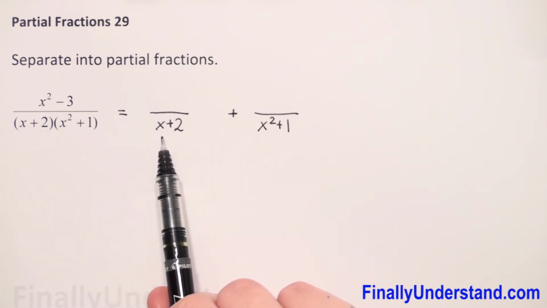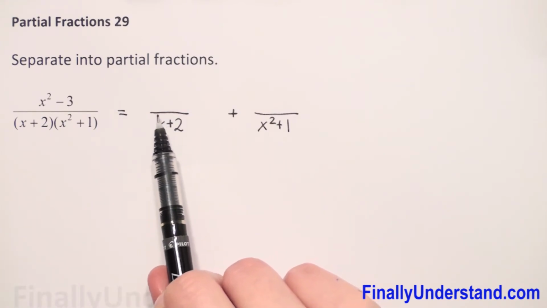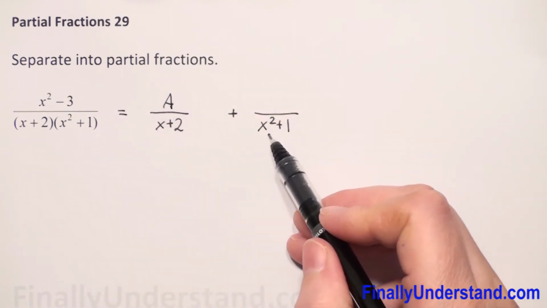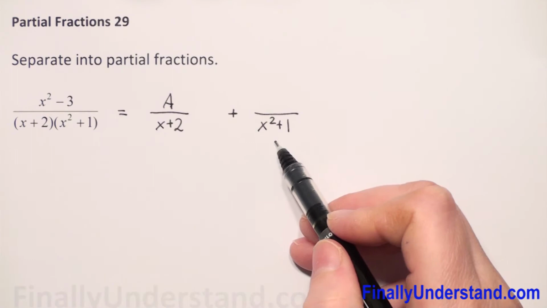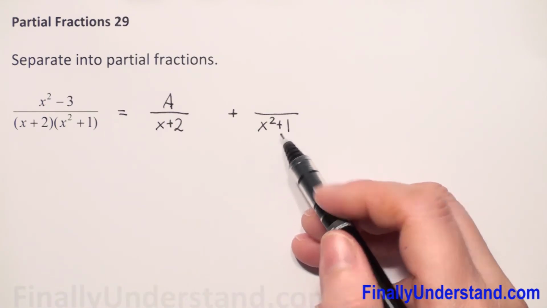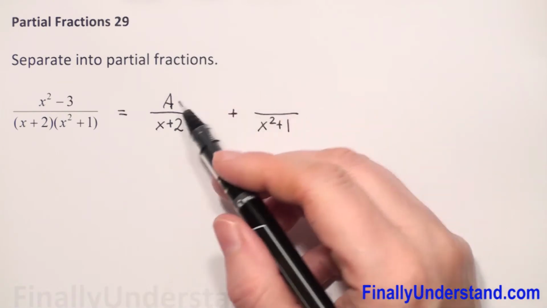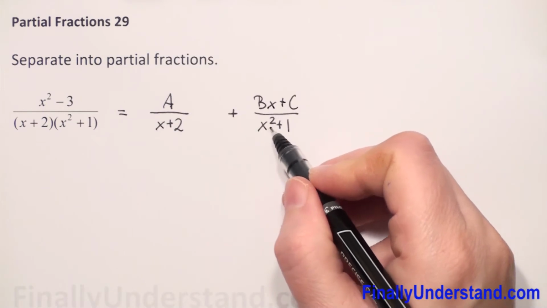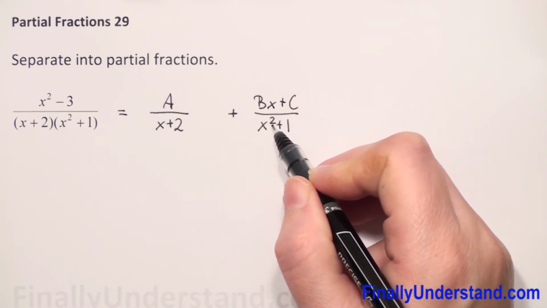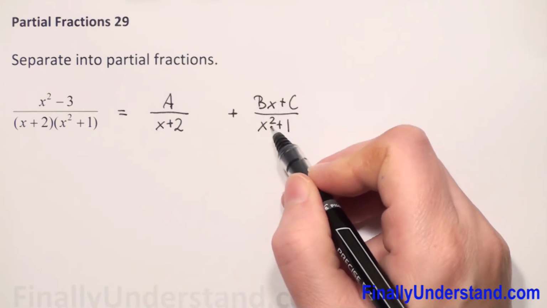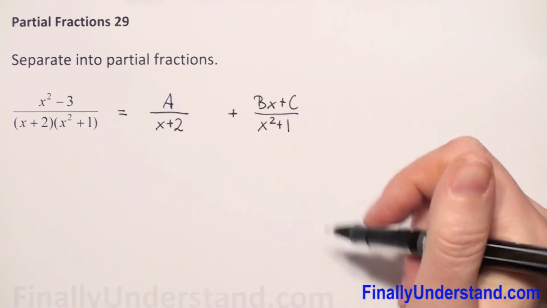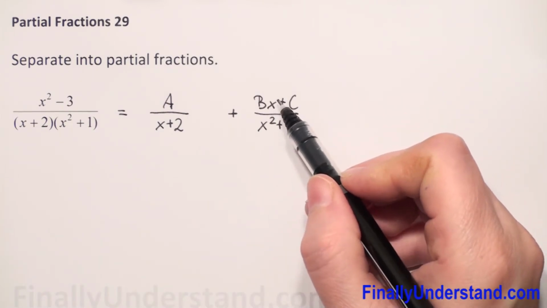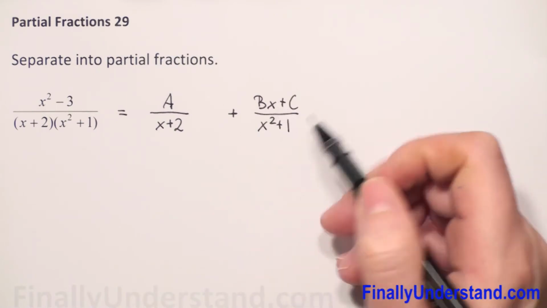We have x plus 2, a linear factor. It means that in the numerator we have to have only a constant. That's right, this is a. And next we have x squared plus 1. This is a quadratic factor. When we have a quadratic factor, in the numerator we need to have a linear factor. So when we have a, next will be bx plus c. Always we need to have in the numerator a power one less than in the denominator. Here is the invisible 1, so in the numerator is a constant. Everything is correct.